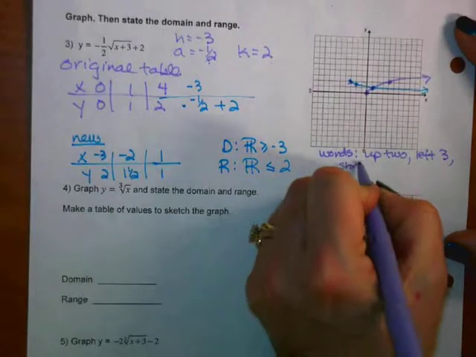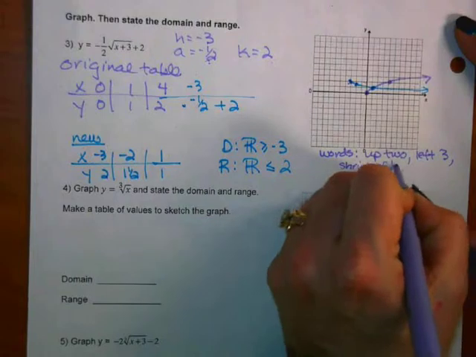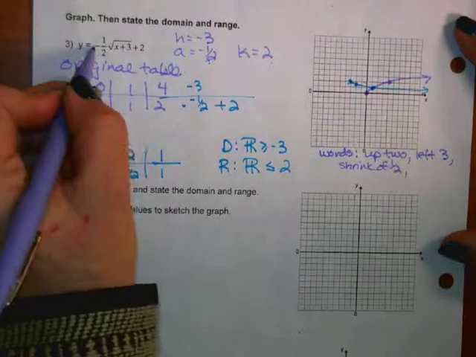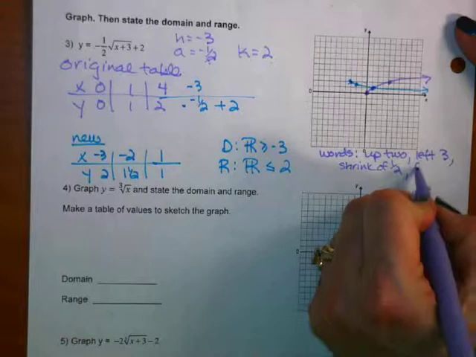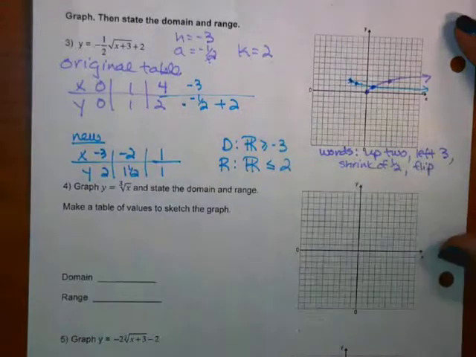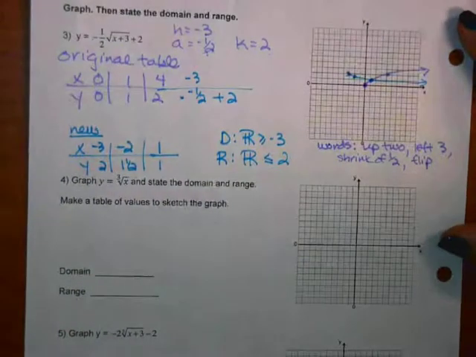Shrink of 1/2. And because it's negative, it flipped. So I would just say a flip. So that's kind of one way to say it in words if you had to describe it in words.